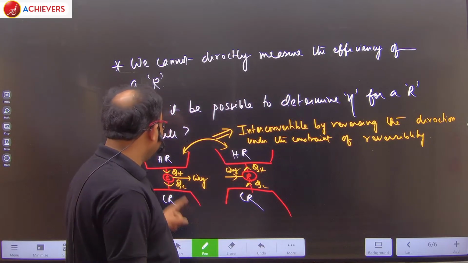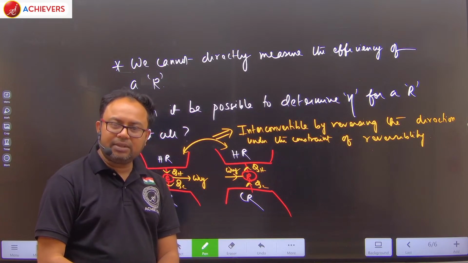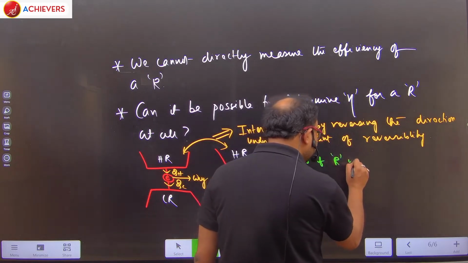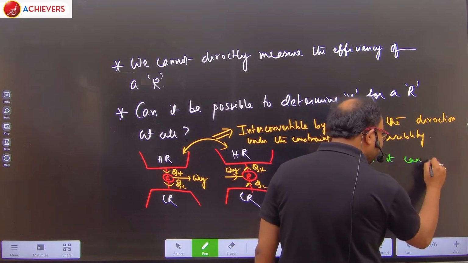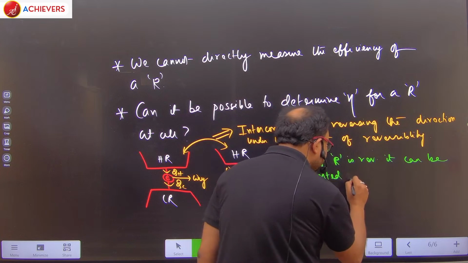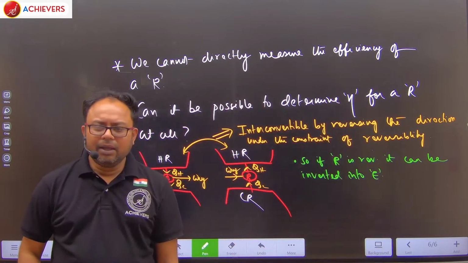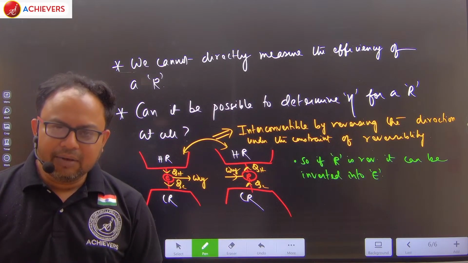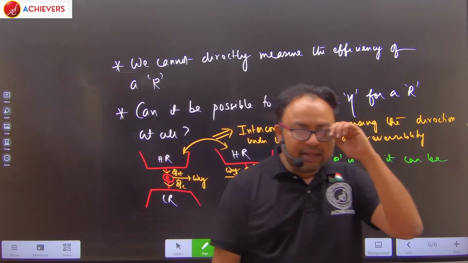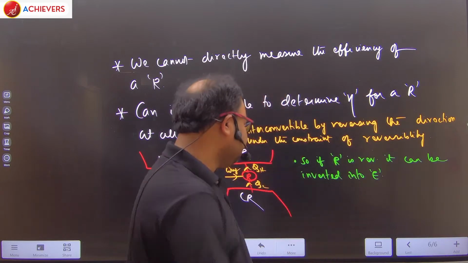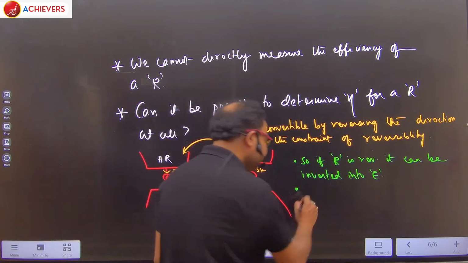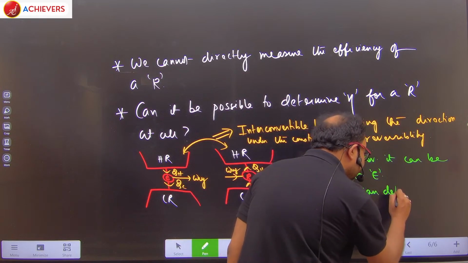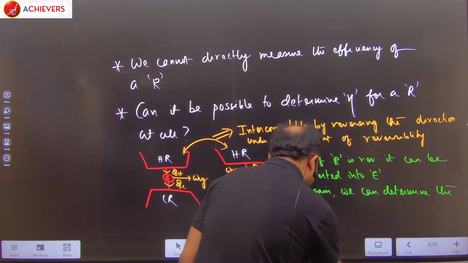So what we can do for the refrigerator, as we directly cannot measure efficiency? So if R is reversible, it can be inverted into E. If R is reversible, you can always convert it into E without any hesitation. There is no problem with that. Again, we can determine the eta of E directly.